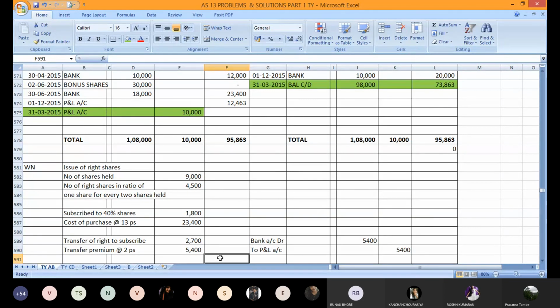Am I clear now on the working note and accounting aspects? Any other difficulty in this sum? Everybody is clear now on the right entitlements also?